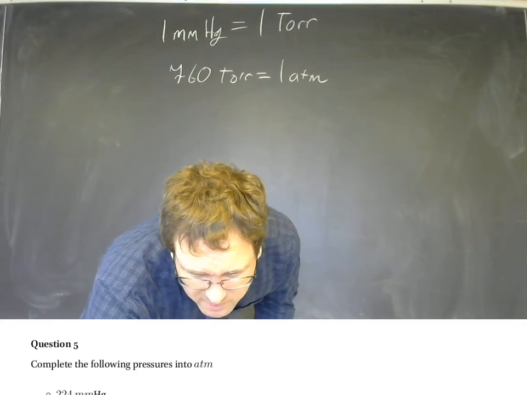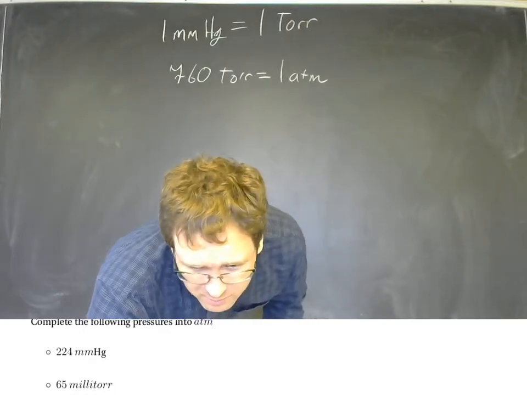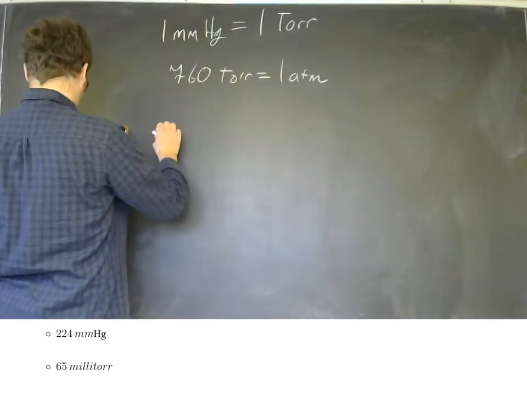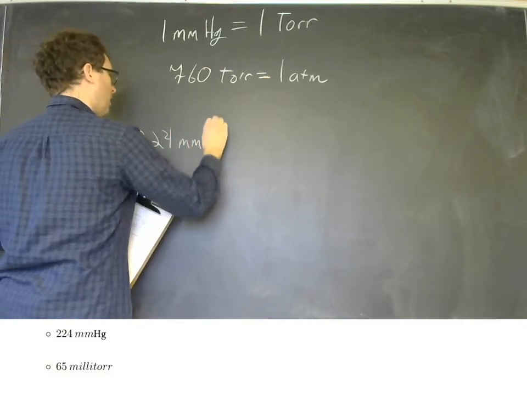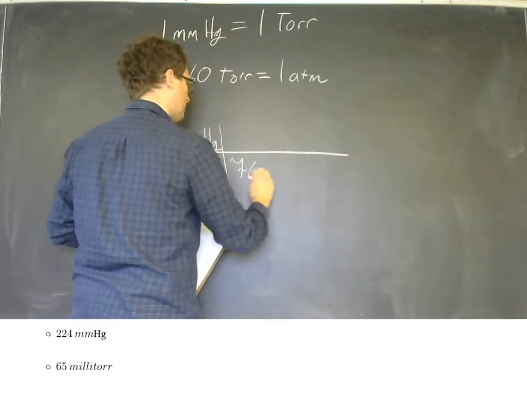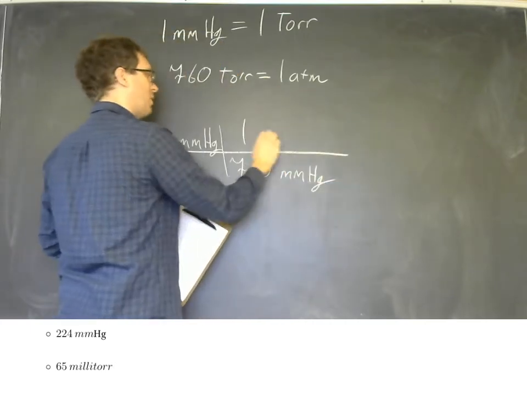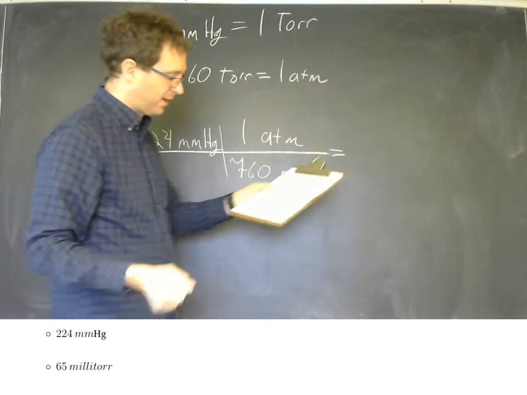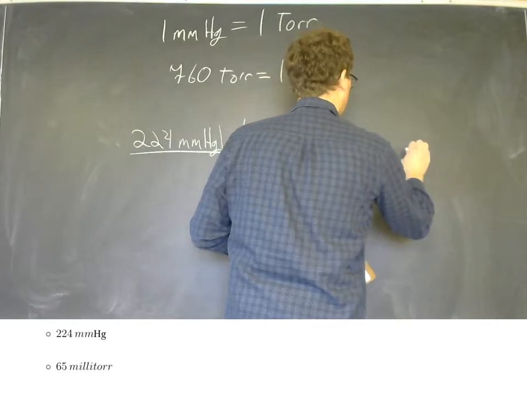Here we're going to complete, that should have said convert the following pressures into atmosphere. That's a typo, but that's all right. So 224 millimeters of mercury. And we know that 760 millimeters of mercury is 1 atmosphere. And so, put that in your calculator and you'll see that it's 0.295 atmospheres.